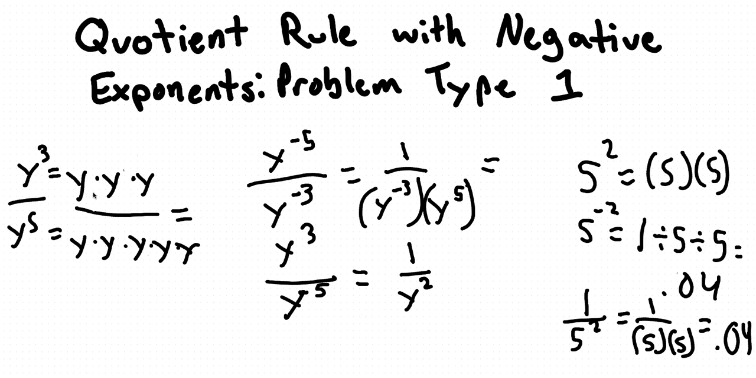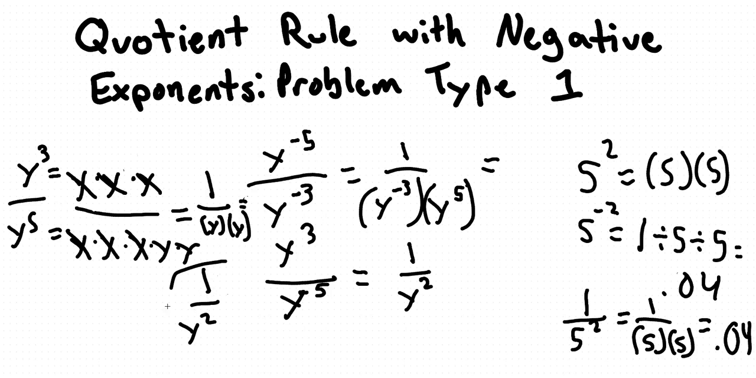So what we're left with, after canceling out all of these y's, 1, 2, 3 y's up top, 1, 2, 3 y's at the bottom, would be, oh, we are left with 1 over y times y, and y times y is y to the second power. So the answer is 1 over y to the second power. There, now you have it.